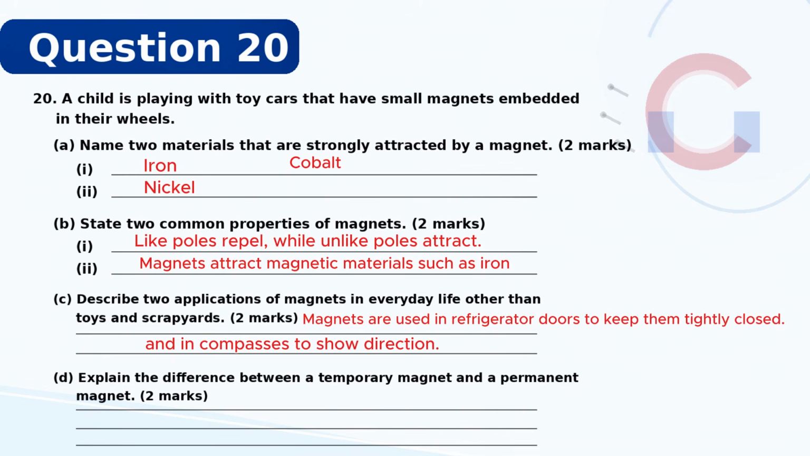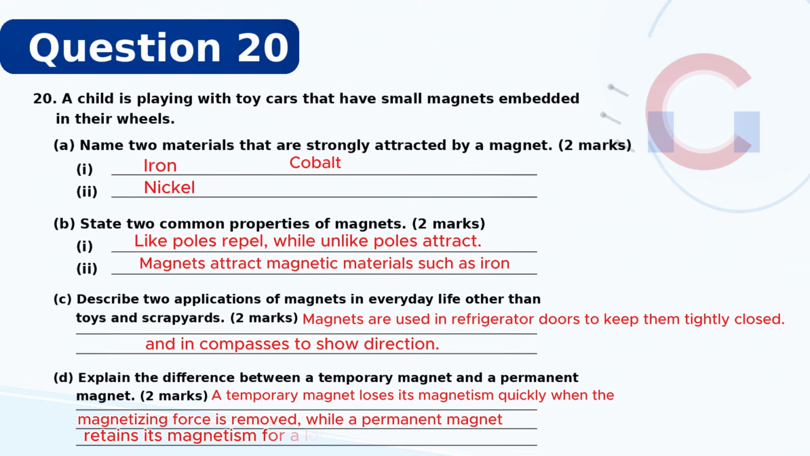Then number 20D, explain the difference between a temporary magnet and a permanent magnet. Now, a temporary magnet loses its magnetism quickly after the magnetizing force is removed, but a permanent magnet retains its magnetism for a long time. That is the difference.